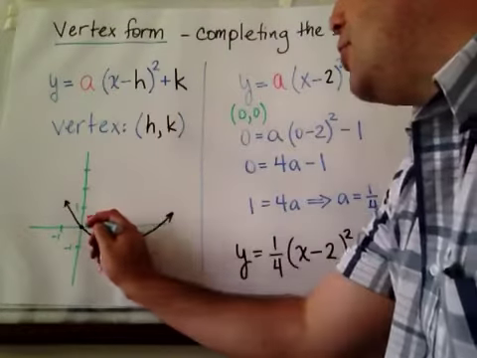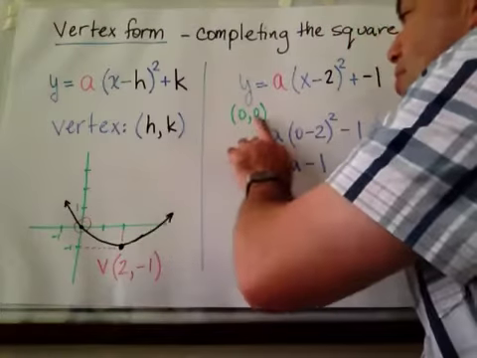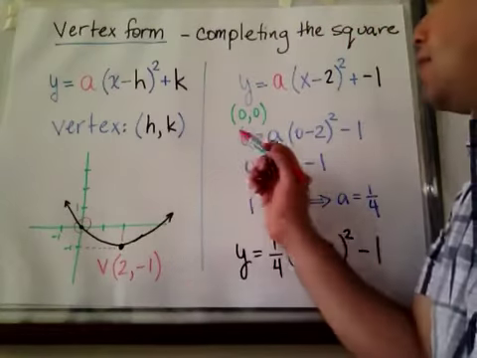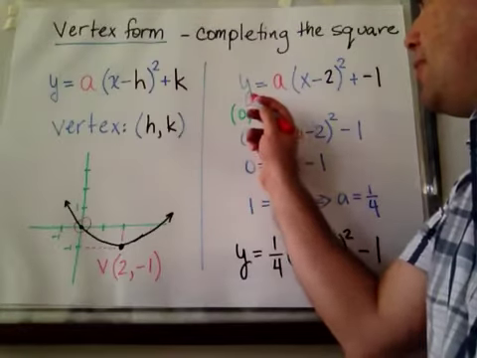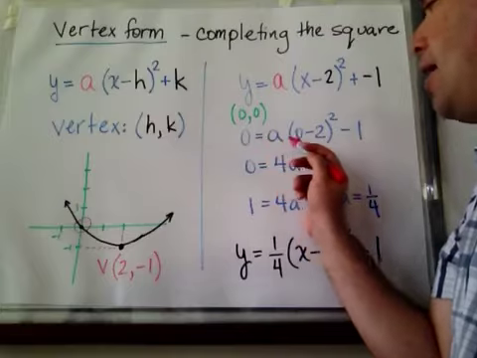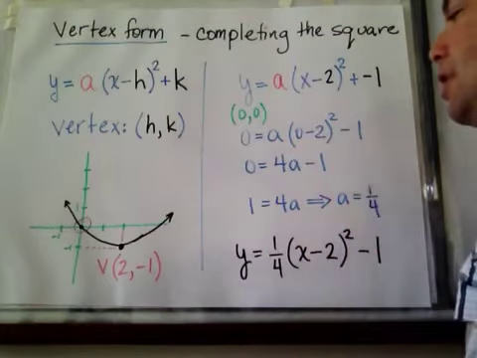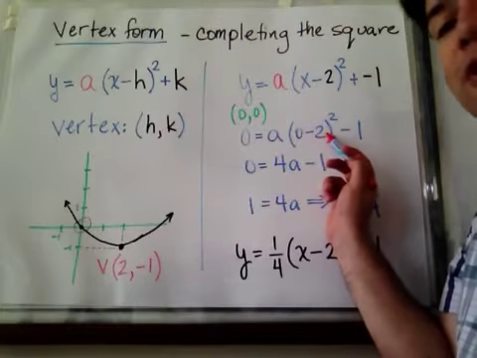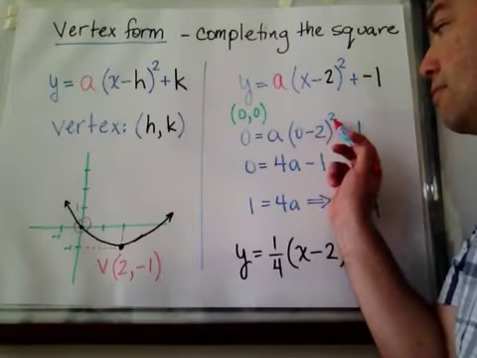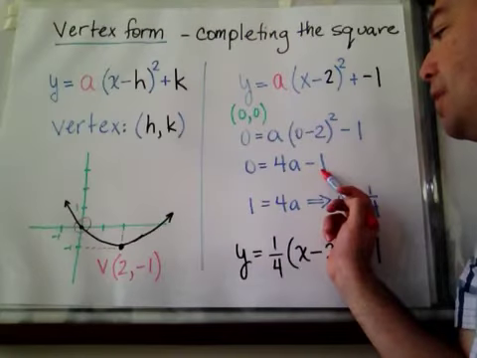Now to find this value of a, we need another point on the parabola. In this case, we're going to use this point, the origin, (0, 0). So we substitute 0 for y and 0 for x. 0 equals some number a times (0 minus 2) squared minus 1. Now, 0 minus 2 is -2. Squared, well, that's 4. 4 times a minus 1, which is what I have here.